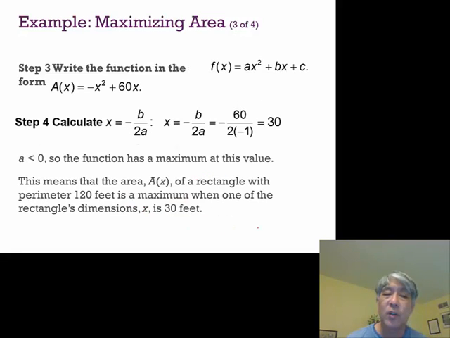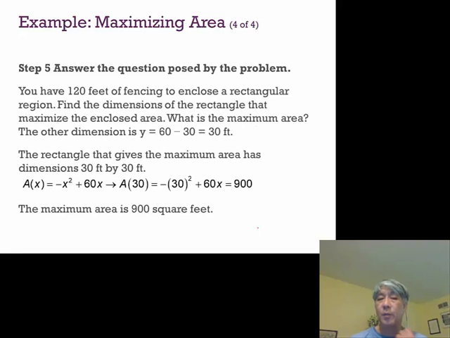So when I write that function in the form ax squared plus bx plus c and calculate the vertex, I find my vertex is going to be at x equals 30. If I do that, y equals 30 as well, and the area is basically going to be 30 times 30, or 900 square feet. So that's how being able to use the vertex to minimize or maximize values is going to be very helpful.